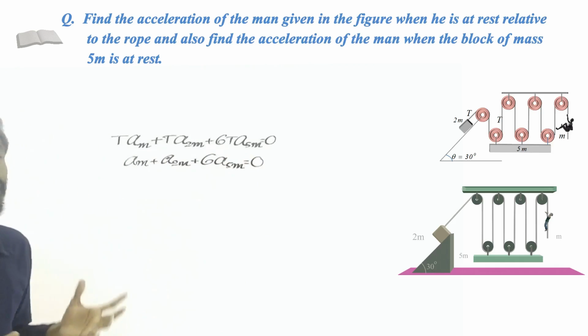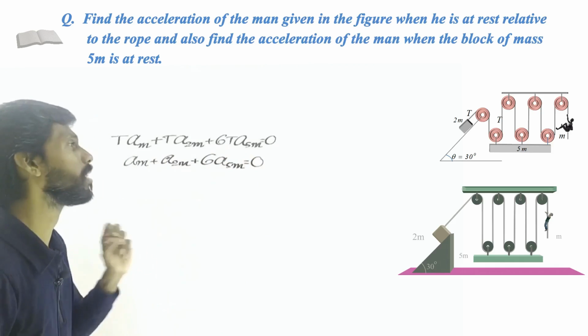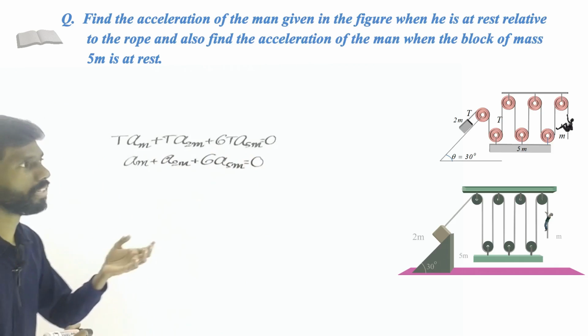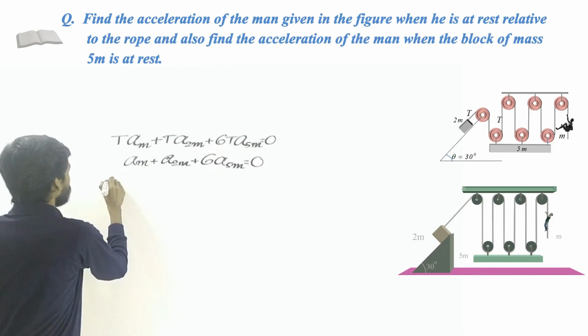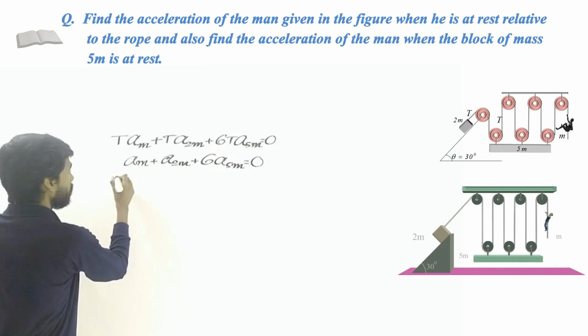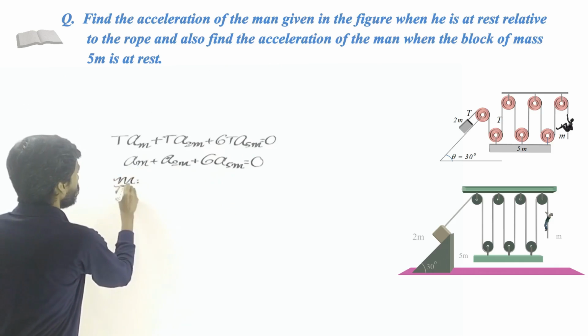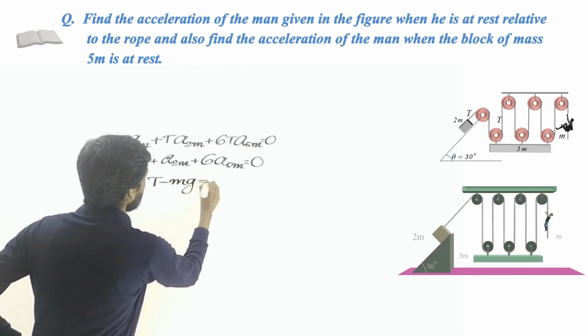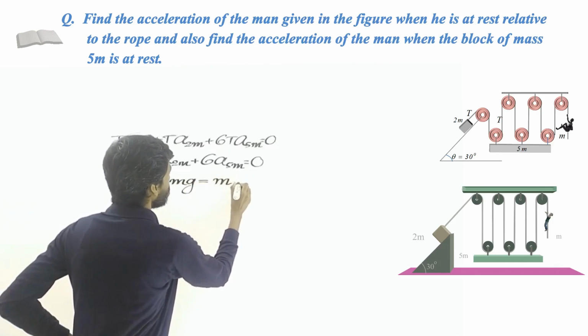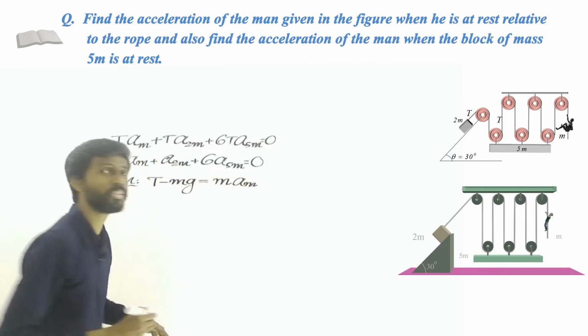Now let us consider these objects one by one. First the man, he is moving upwards. That means the tension force, this is for the man, the man of mass m. So the tension force T in the upward direction minus mg in the downward direction equals the mass times the acceleration of the man. Okay, so that is for the man.